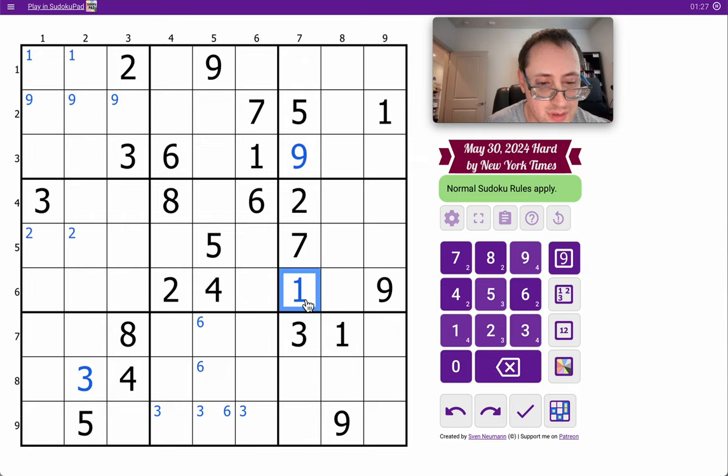This one, unfortunately, is not going to do any good. I don't have ones in row four or five. So I get three digits by simple scanning. Let's see what else I can do here.